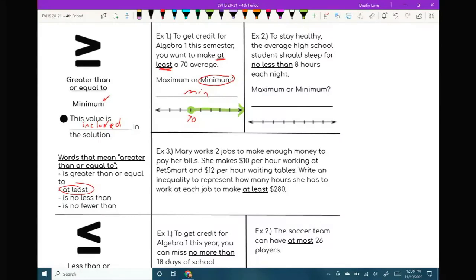Okay, to stay healthy, the average high school student should sleep no less than 8 hours. No less than or no fewer than is also one of ours that is a greater than or equal to. That means that 8 hours is the minimum amount. There's our 8 hours. Closed circle, and it goes to the right.